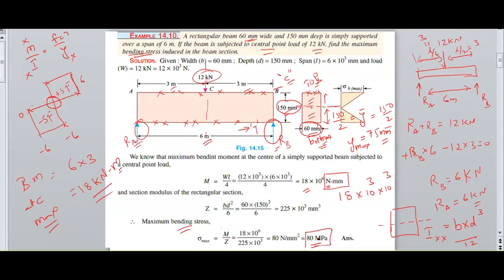Both have the same magnitude because the y is the same. Because the y is the same, both have the same magnitude but in opposite directions. Therefore the stress will be positive in this direction and negative in this direction. The stress distribution will be like this. So, next problem.